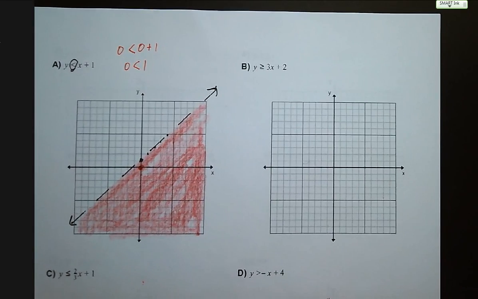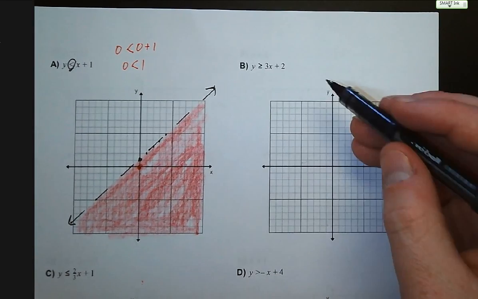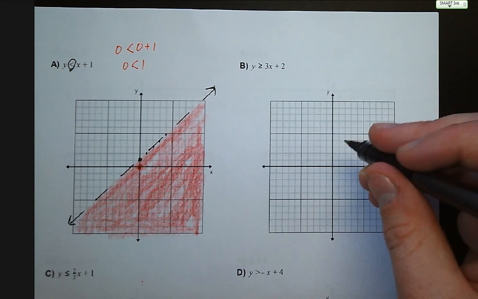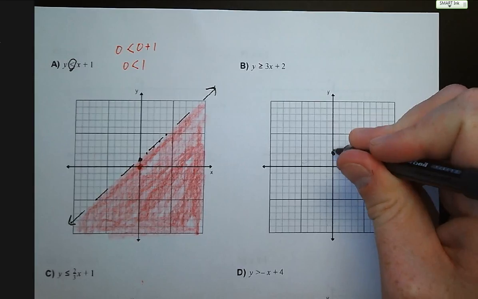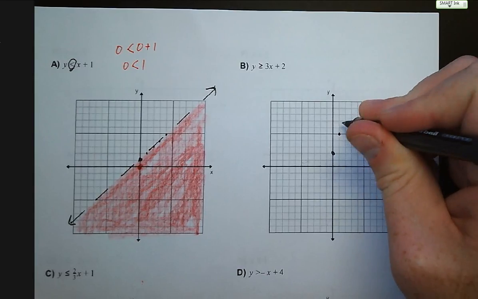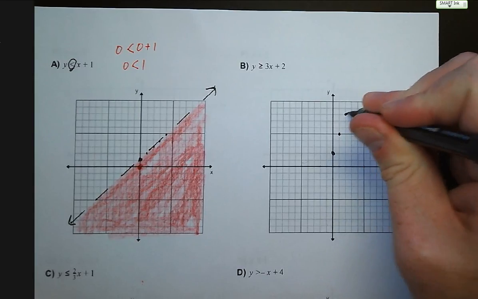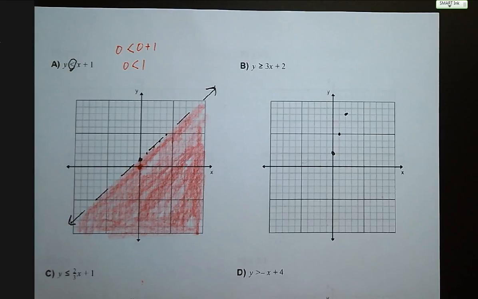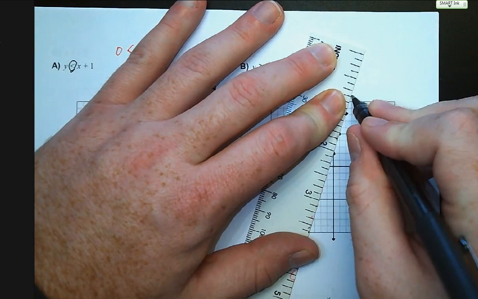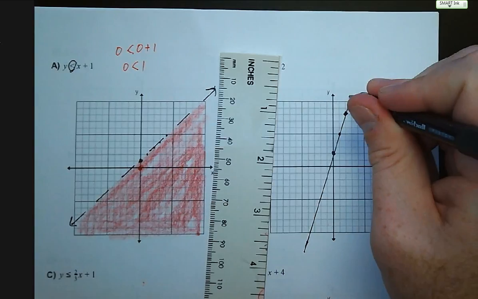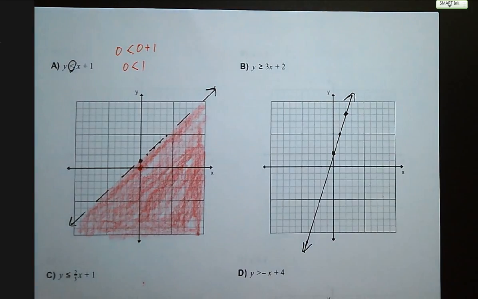All right, letter B, we've got y is greater than or equal to 3x plus 2. So I have a y-intercept at positive 2. And my slope is 3, so we're going up 3 and over 1. And it is greater than or equal to, so we can draw a solid line. So points on the line are part of the solutions.